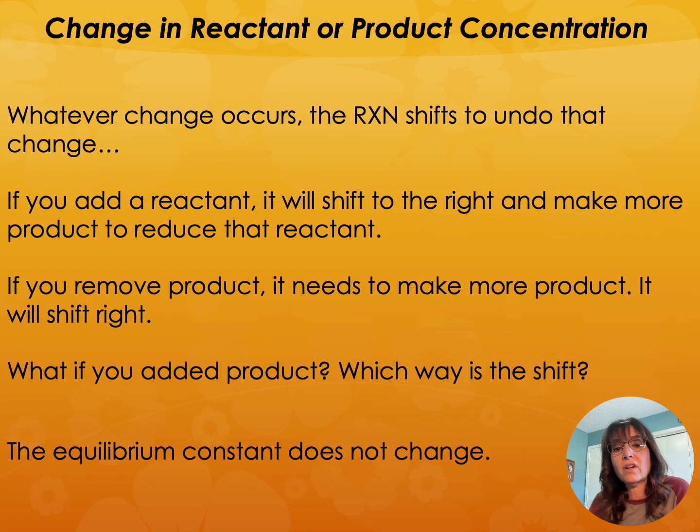Well, we can change the concentration of the reactants or the products. Remember, whatever change occurs, we need to undo it. If we have too many reactants, we need to get rid of them. Well, how do you get rid of reactants? Drive that reaction forward and get rid of them. What if you have too many products? Well, we need to get rid of the products, so we'll run the reaction in the other direction to bring them down. So if you add, you're going to shift away to get rid of them.